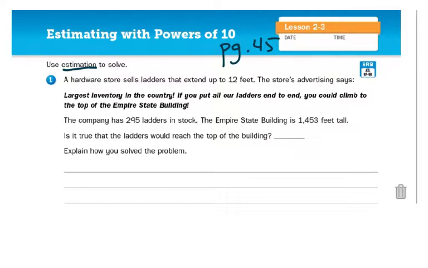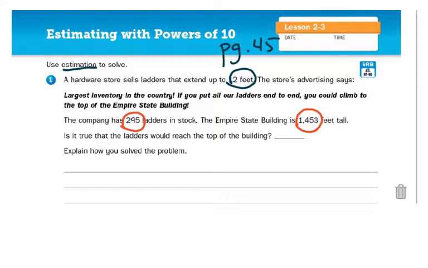A hardware store sells ladders that extend up to 12 feet. The store's advertising says, largest inventory in the country. If you put all of our ladders end to end, you could climb to the top of the Empire State Building. Well, let's see if that claim is true. The company has, go ahead and circle 295 ladders in stock. The Empire State Building is 1,453 feet tall. Is it true that the ladders would reach to the top of the building?